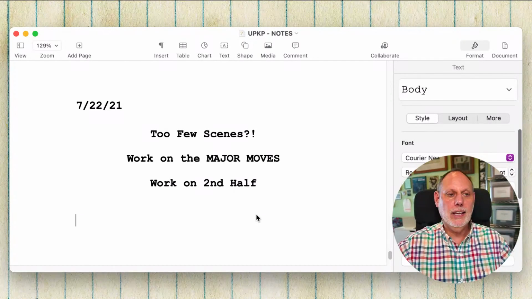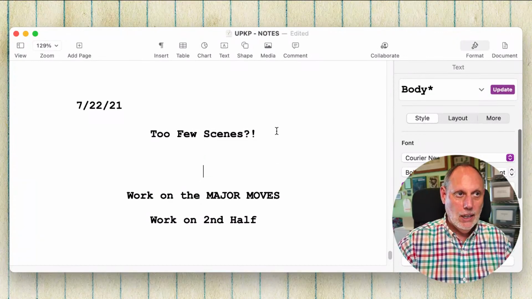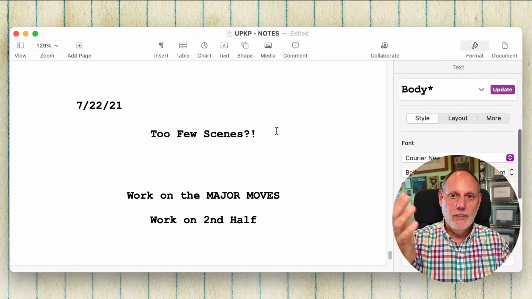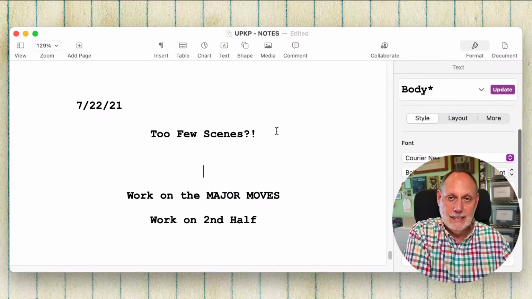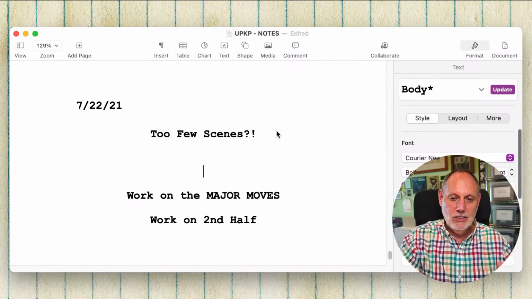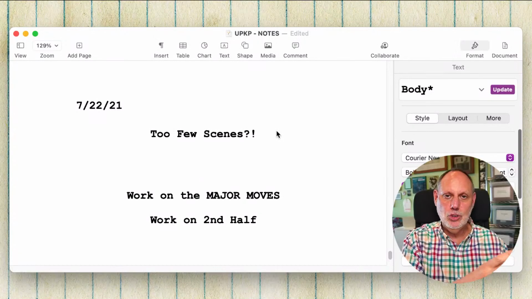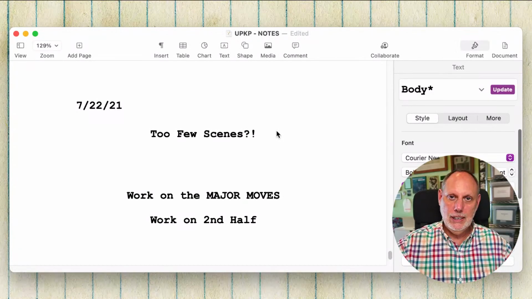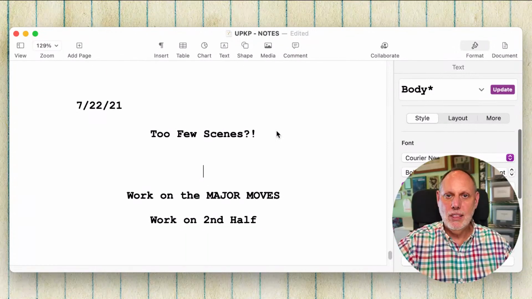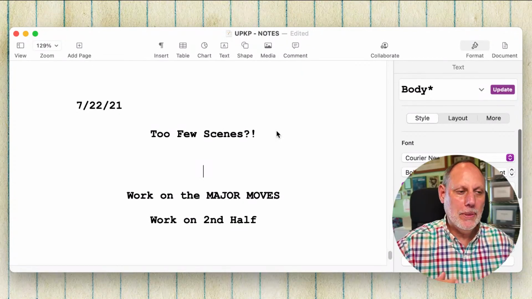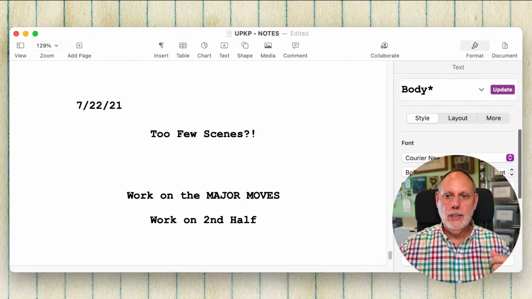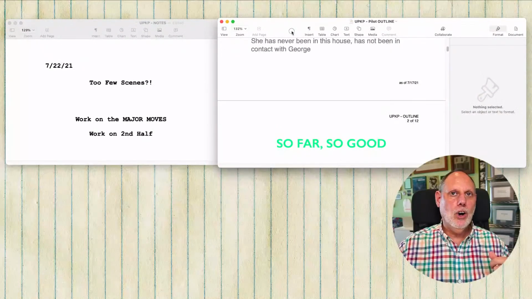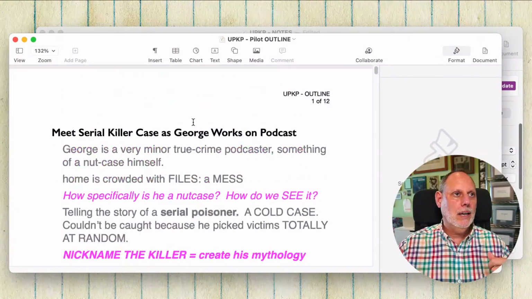Now, this is the sort of thing that you wouldn't necessarily know. If you've written a lot of scripts, as I have, you begin to get an instinct for how much you can get into a scene and how many scenes you need. Just a sort of rhythm thing. And one of the things I know is that currently in my outline, I have an awful lot happening.